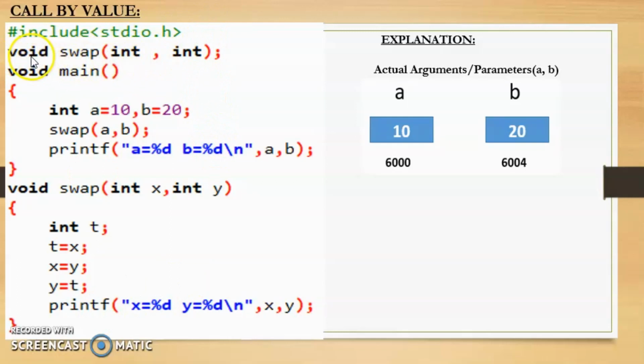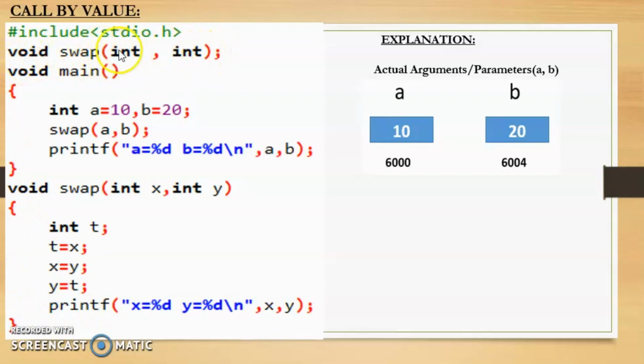Now before we use any function in the code, first we have to declare that particular function. The function which we have used in the code is the swap function. As a result, first we have declared it. Now the return type is void because this swap function is not returning any value. There is no return statement here. As a result, the return type is void. Hence we have written void swap.